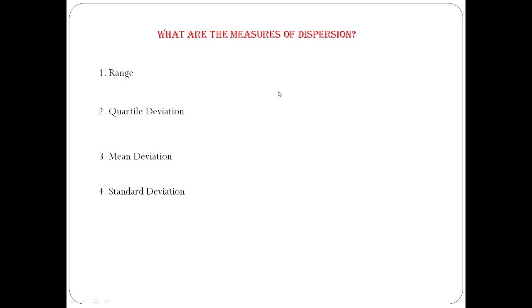Now, what are the measures of dispersion? Actually, four measures of dispersion are there. First one is range, then the quartile deviation, third is mean deviation, and fourth is standard deviation.